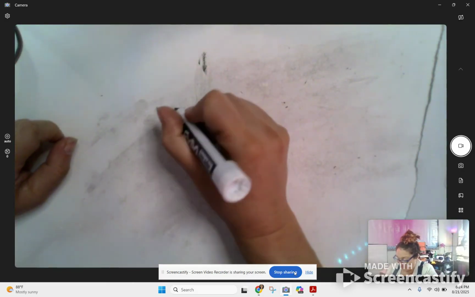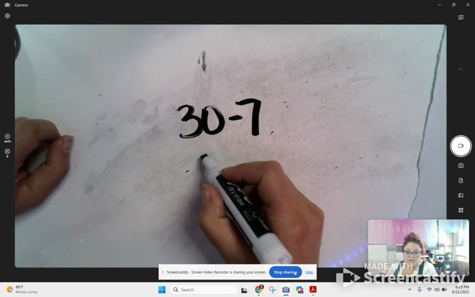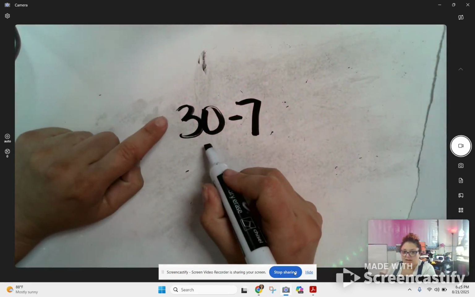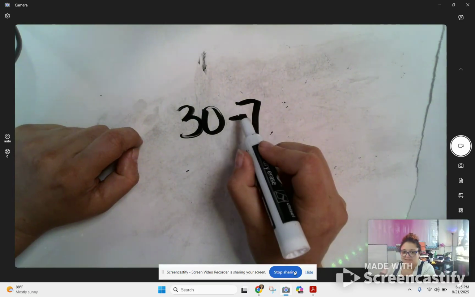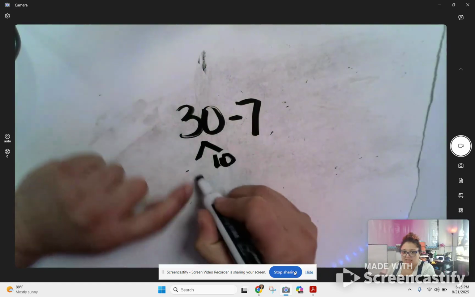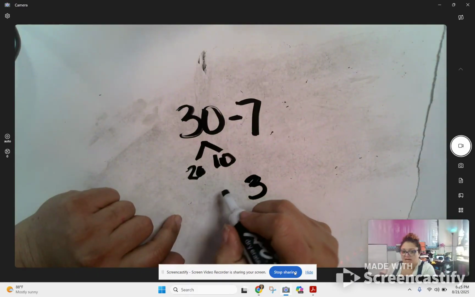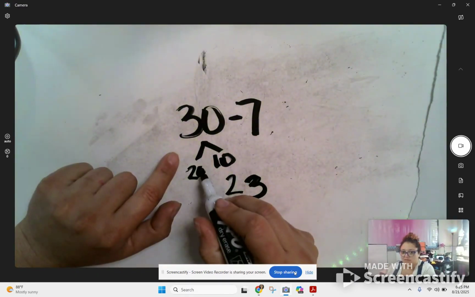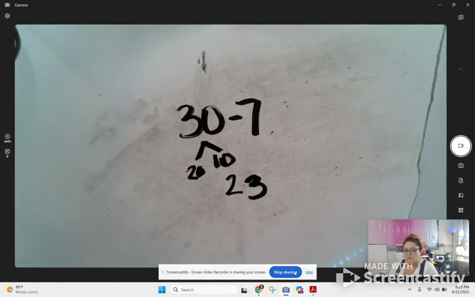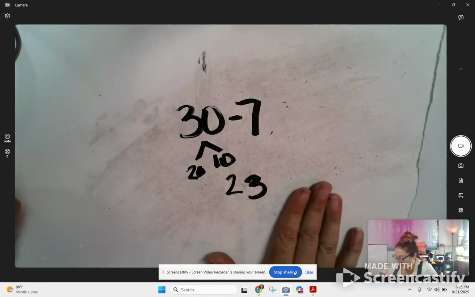Like the next one was 30 minus 7. Once again, I could just take it out of there, but if I want to make it easier on myself, I can just take that 7 out of a 10 instead of the full 30. So if I did it that way, that leaves me 20 left over here, and then 3 here, and now I have 23 because 20 plus 3 equals 23. So that's, like I said, one way to solve it. And this is the most abstract way for them to see it.